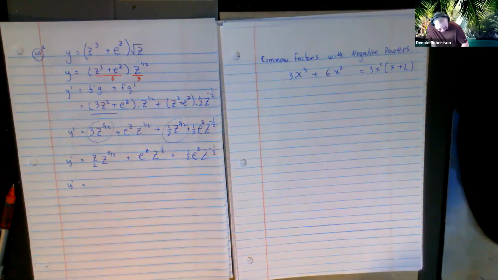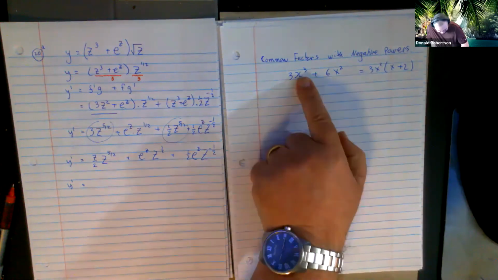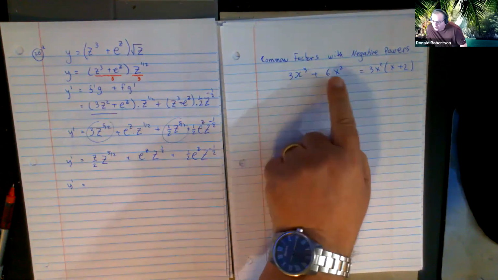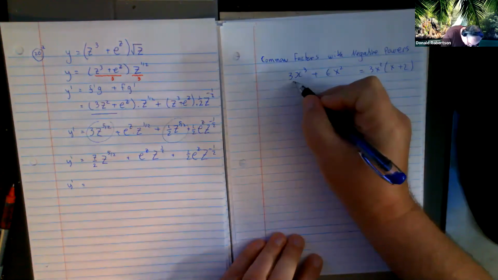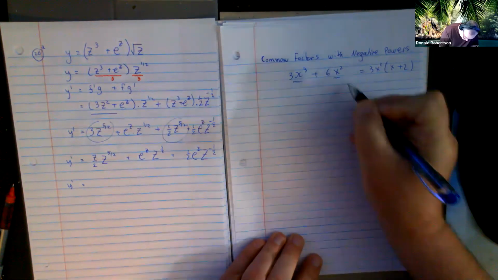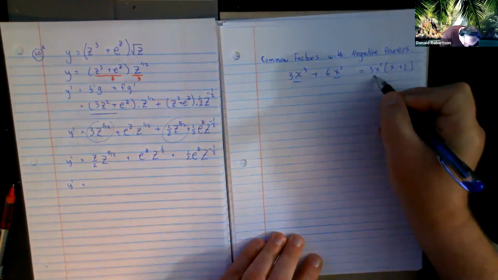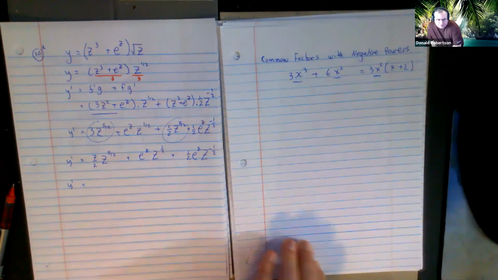Now, when you have powers of x in all the terms, you know that you can pull out a common factor of a power of x. The choices in this question were x cubed and x squared. The one that you pick is always the smaller of the two choices.